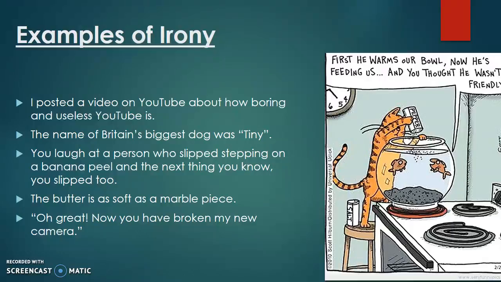Some more examples of irony. Goodness. All right. Let me start over. Examples of irony. I posted a video on YouTube about how boring and useless YouTube is. The name of Britain's biggest dog was Tiny. You laugh at a person who slips stepping on a banana peel, and the next thing you know, you slip too. The butter is as soft as a marble piece. Oh great, now you have broken my new camera. So the last one, we see some dialogue there where it's ironic because he's using that understatement.